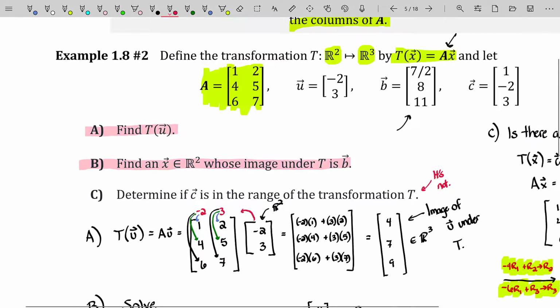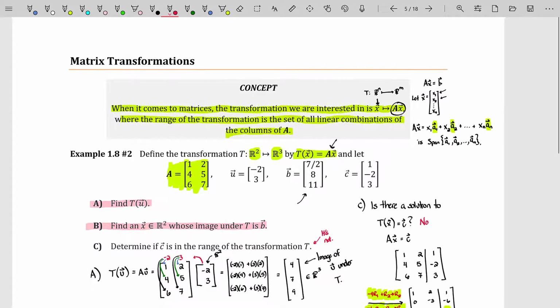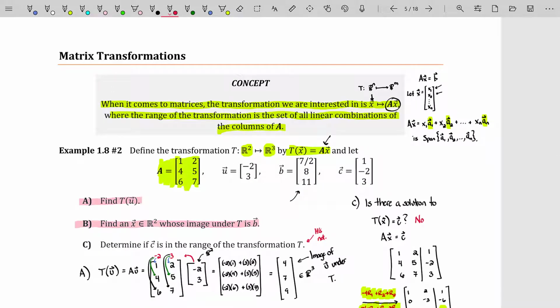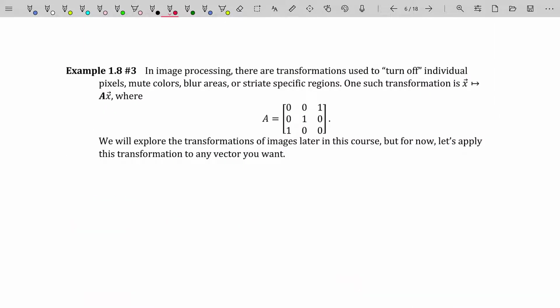Now that's a pretty good example, pretty complete actually, but I have one extra example, mainly because I really love this topic, and I think the more practice you get and the more examples that you see, the better you can be with this. And the example is the following. In image processing, which is basically what you do when you go to Photoshop, there are transformations to turn off individual pixels, mute colors, blur areas, or striate specific regions.